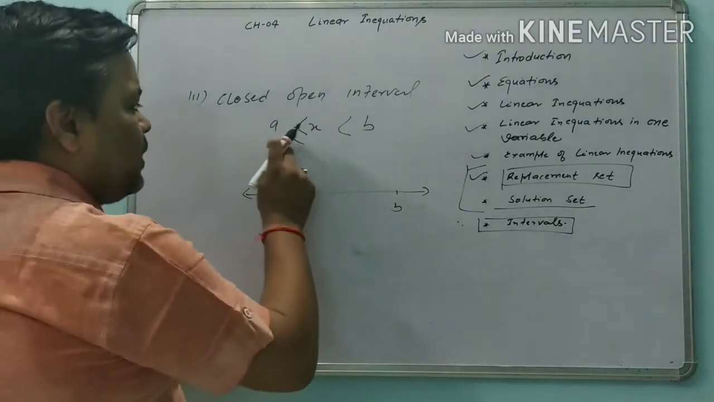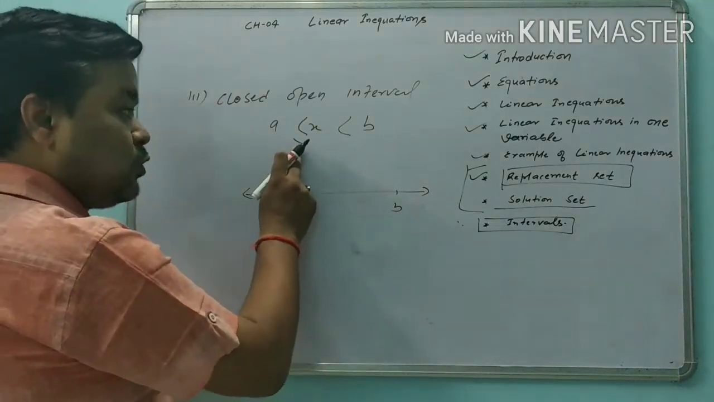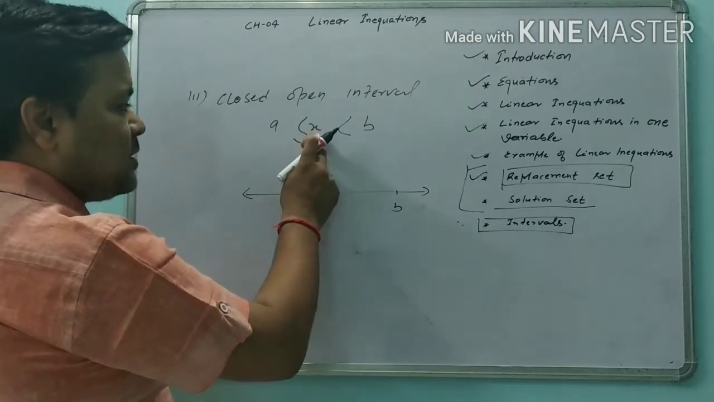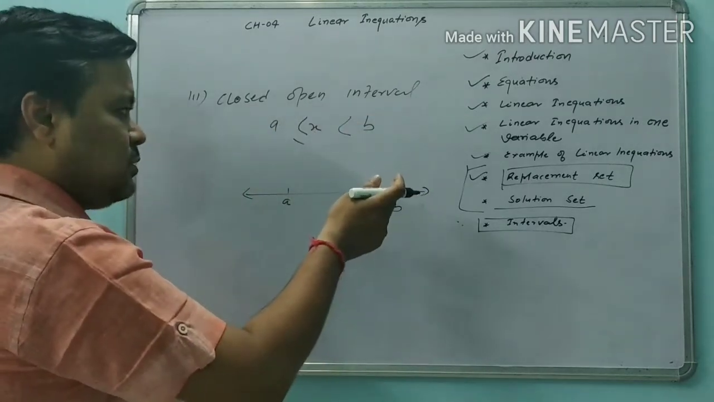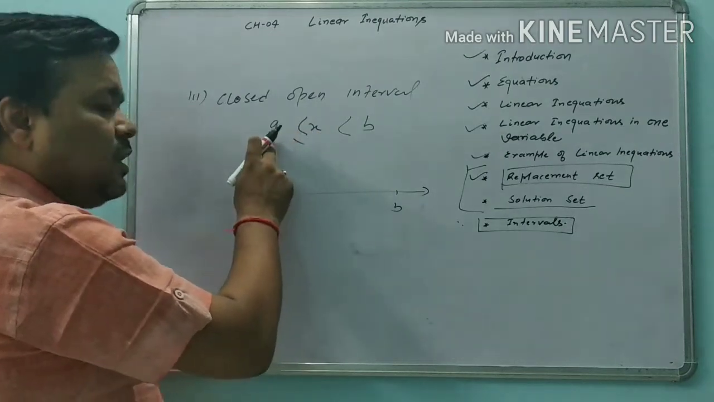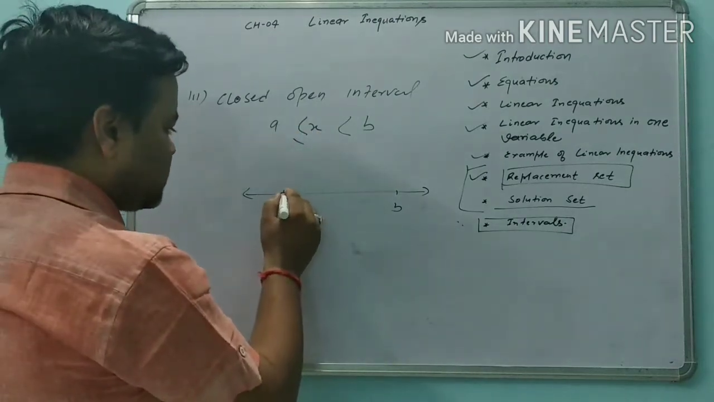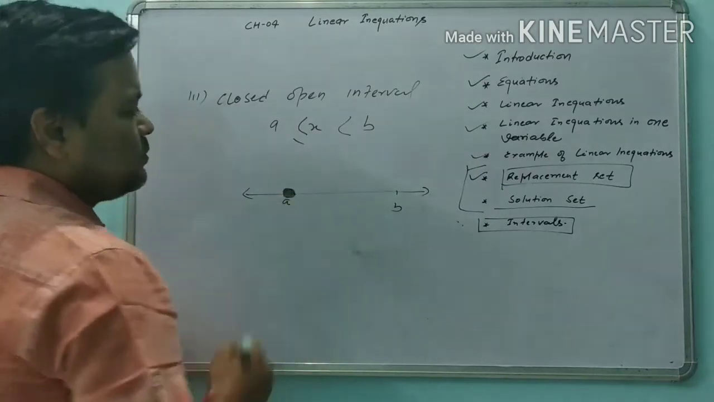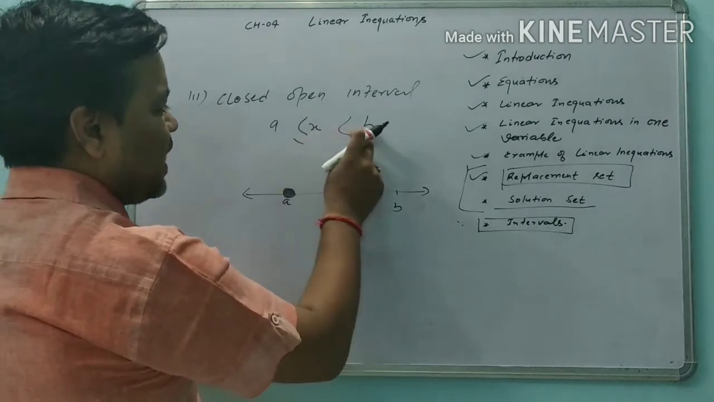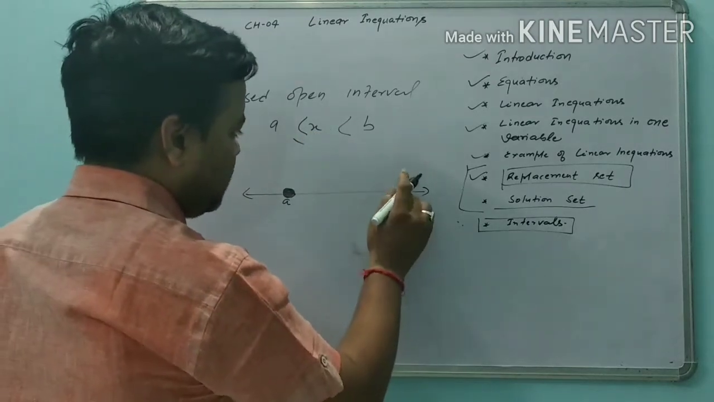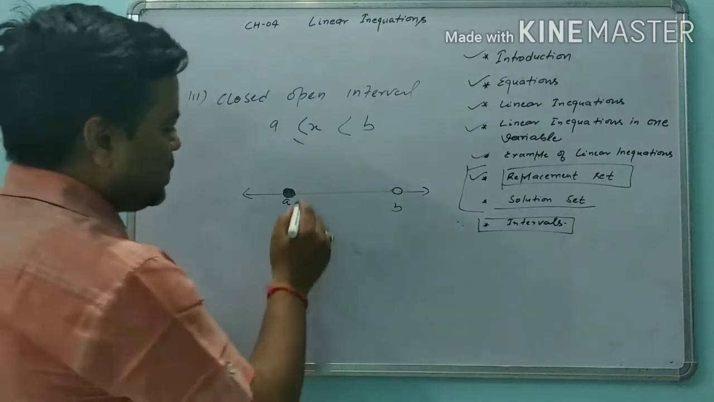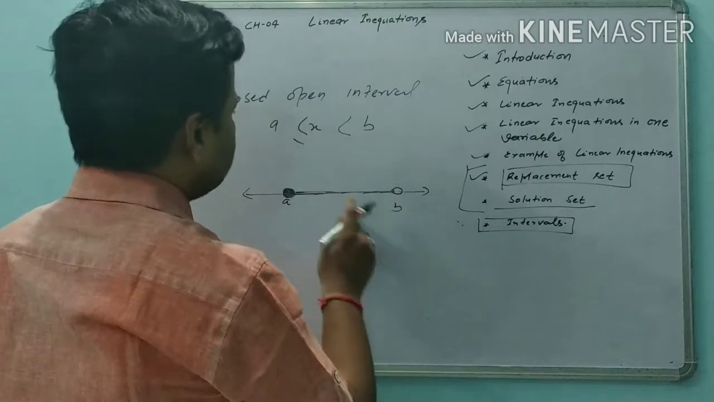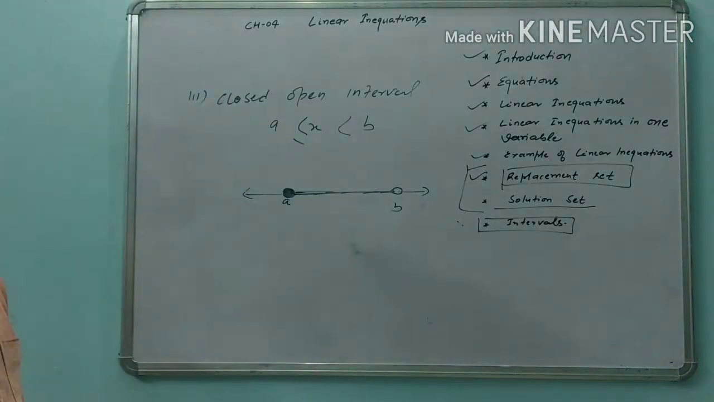Here a less than or equal to x less than b means the equal to condition is also given, and the greater than condition is also given. It means the value of x can be a, and more than a also. So here we make a closed circle at a. But we cannot take the value of x as b, so we take an open circle there, and we join it with a dark line. It represents a closed open interval.